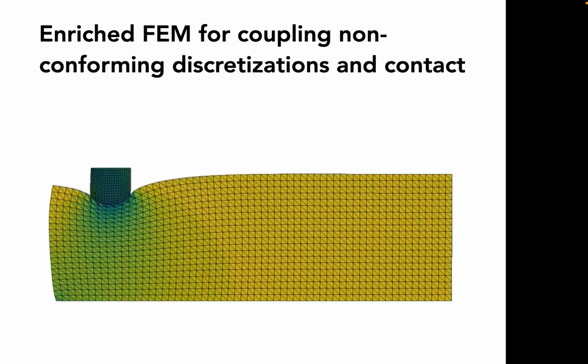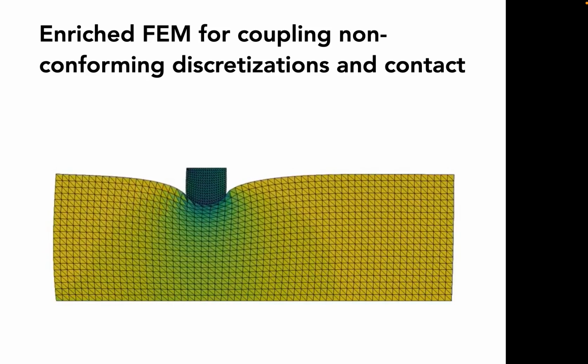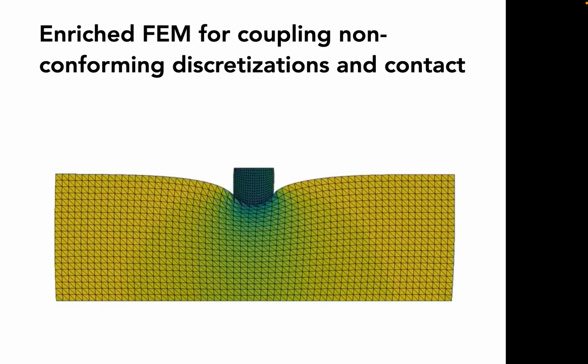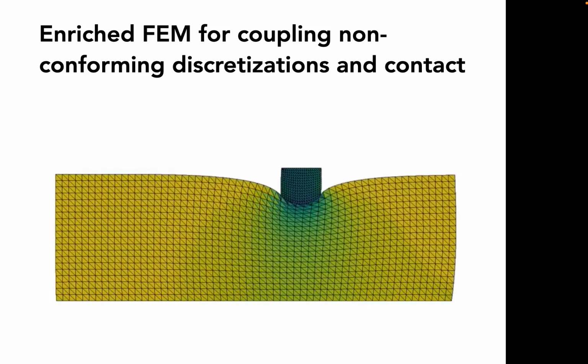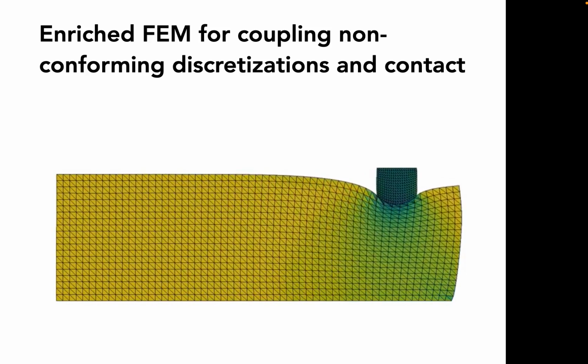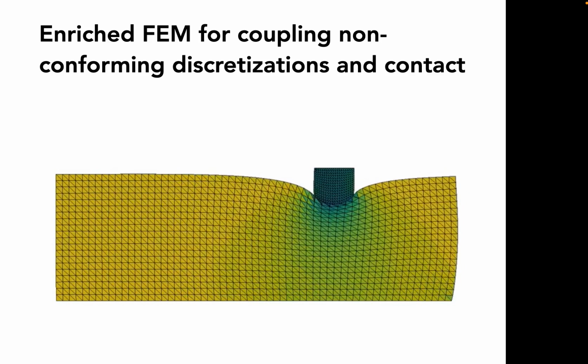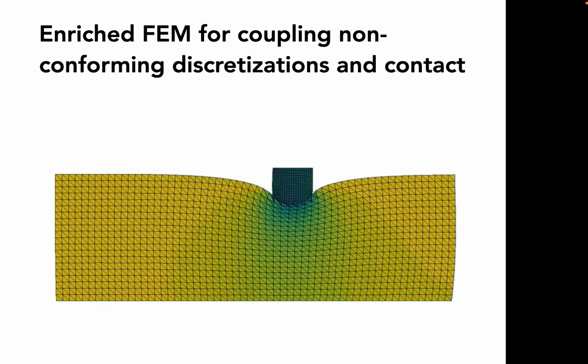And the last thing I'm going to show you is this. This is our formulation applied to contact. So we are enriching the interface between these two solids, and then we are nicely able to transfer the contact tractions from one solid to the other. This is a very tough test called the ironing test. So our formulation is being used for that.